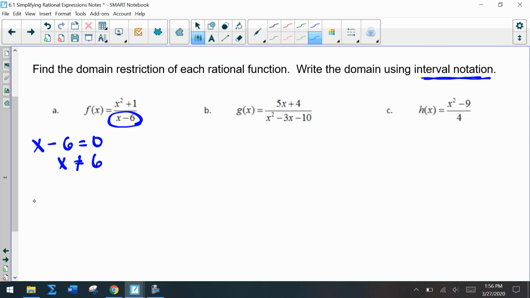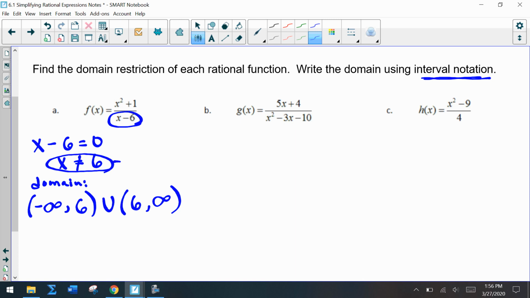So in interval notation, we can say negative infinity to 6, and then 6 to infinity, because we're not including 6 at all. So that would be our domain. And this is our domain restriction.